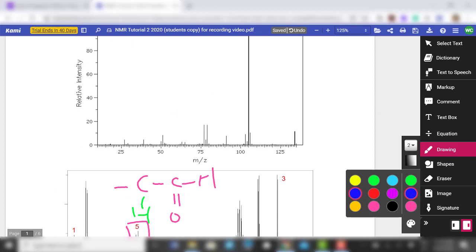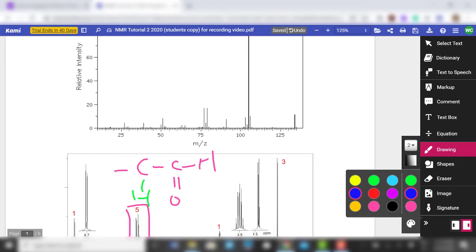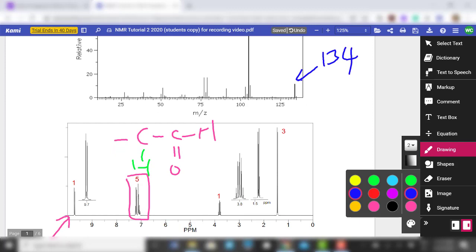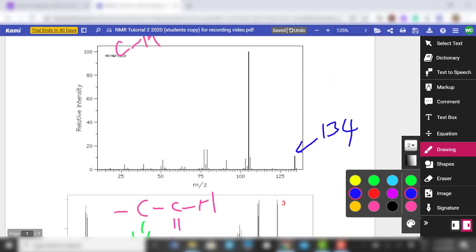Okay, so I'm done with the IR. Then, of course, the next thing is to look at the mass spec. The molecular ion peak is likely to be this, although it's not indicated. You can easily infer that it's 134. And the base peak, a very nice base peak: if you do a quick count, 101, 102, 103, 104, 105. So if this is 105, this is easily an M minus 29 peak.